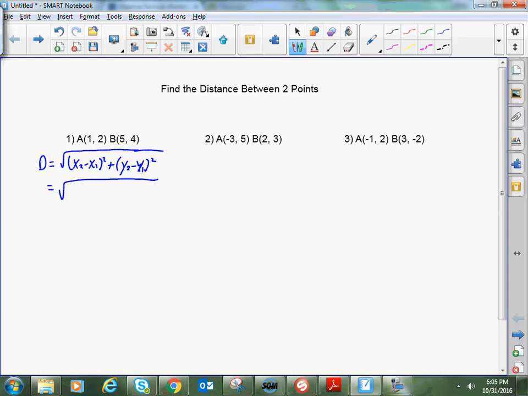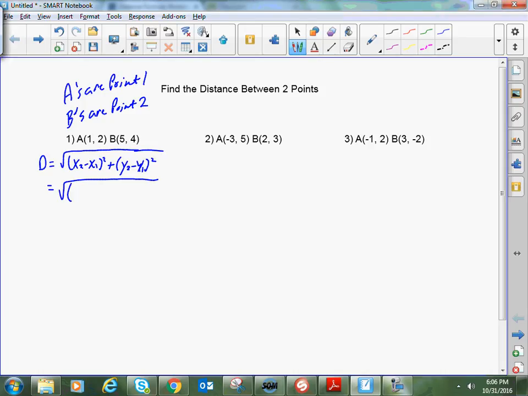Now, for the purposes of these, I'm going to say that A is (1, 2) and B is (5, 4). Again, this is kind of arbitrary. I could do it the other way around. I'm going to just do it this way to keep things consistent and show you how essentially all you're doing is just substituting values into a formula and simplifying it.